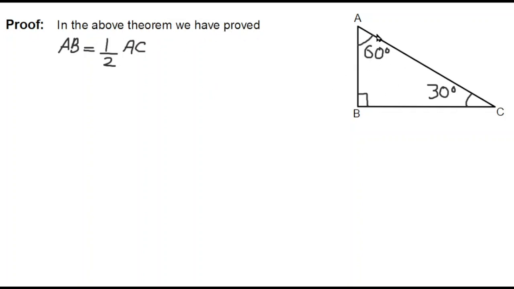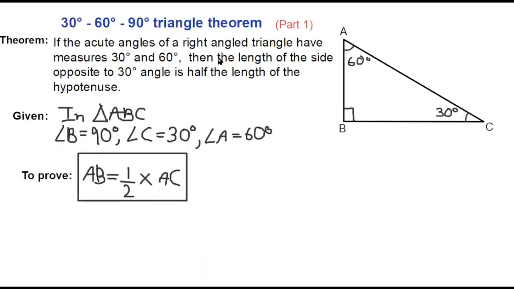See, this is a 30-60-90 triangle, right? The given triangle. Now we have already proved, this is part 1 of this theorem, that the length of the side opposite to 30° is half the length of the hypotenuse, right? So AB is equal to half AC. The side opposite to 30°, that is AB, is equal to half AC. This we have proved in the first part of the theorem.